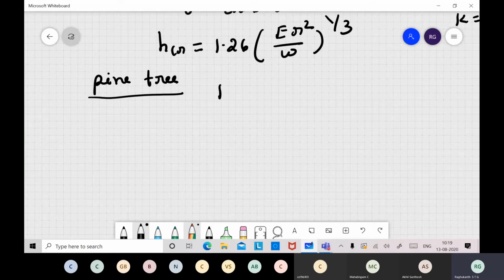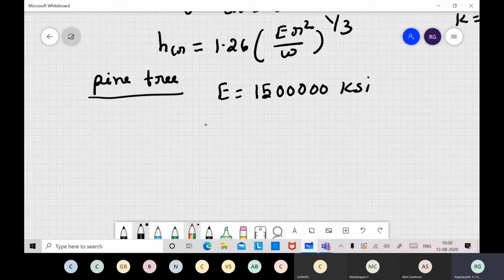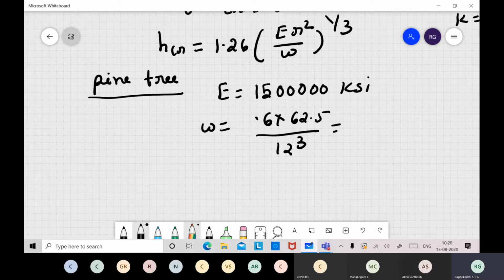But in those days, because he's a Britisher, the conventions were slightly different. So if you take the Young's modulus for a pine tree, he has calculated it in some ksi units. And your W, the density, is some 0.6 into 62.5 by 12 cube. So these are all conversions, some lb per inch cube or something. The units are slightly different.